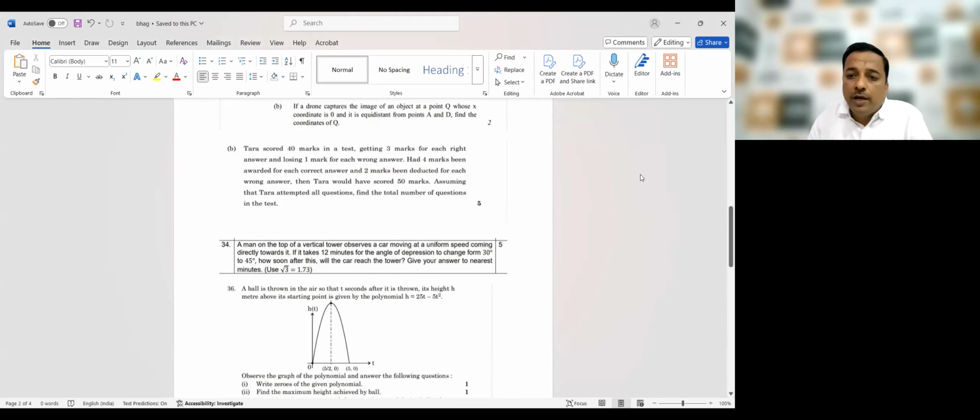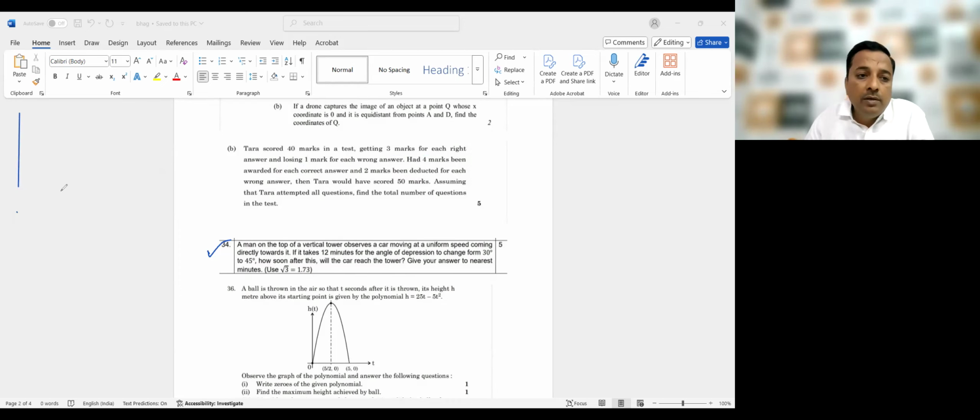Now the next question is from heights and distances, trigonometry. Question number 34, an interesting question. A man on the top of a vertical tower observes a car moving at a uniform speed coming directly toward it. If it takes 12 minutes for the angle of depression to change from 30 degrees to 45 degrees, how soon after this does the car reach the tower? Yesterday I solved this question. The same question came in ICSE also, values are different.